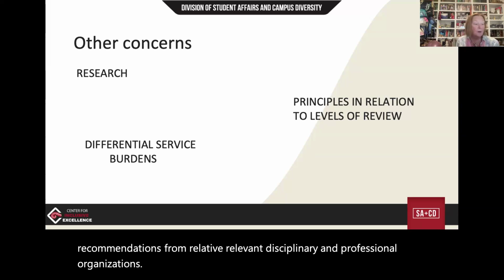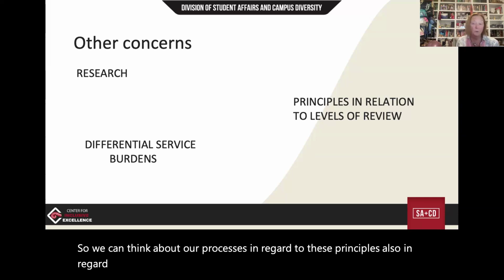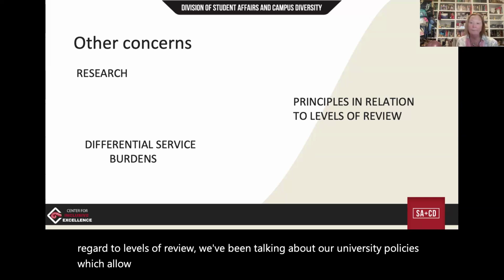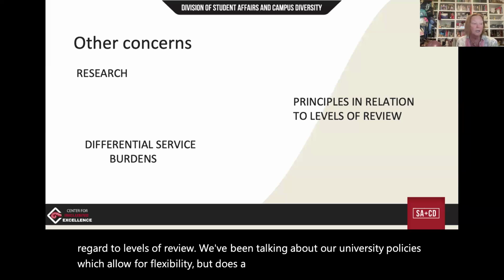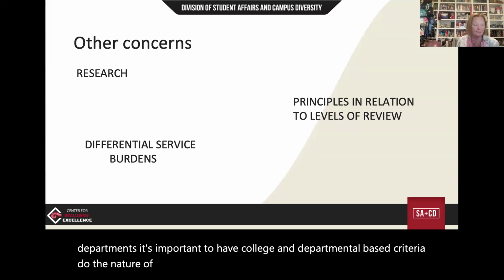So we can think about our processes in regard to these principles, also in regard to levels of review. We've been talking about our university policies, which allow for flexibility, but does a particular college? Do the departments? It's important to have college and departmental based criteria due to the nature of disciplinary difference, but then that impacts context and also consistency.